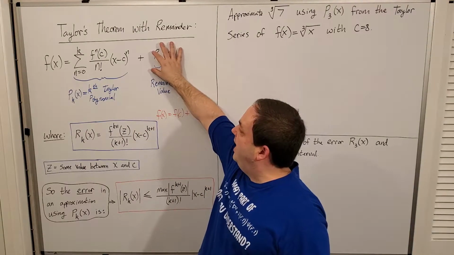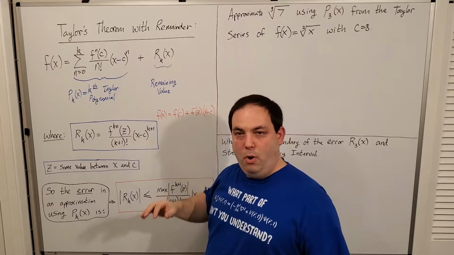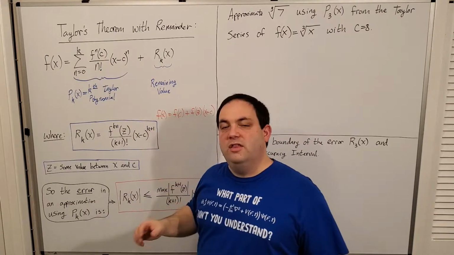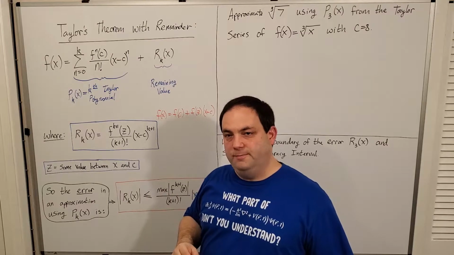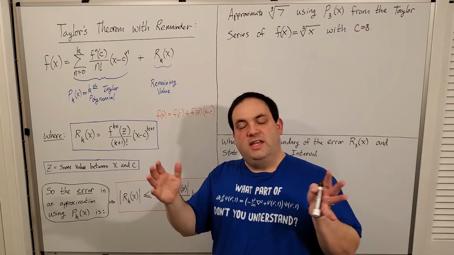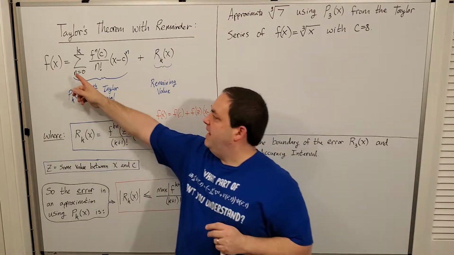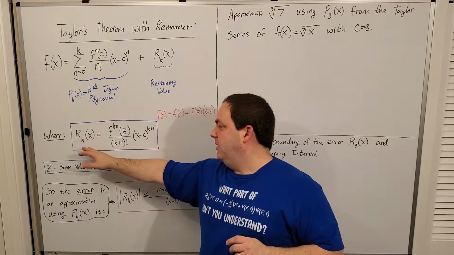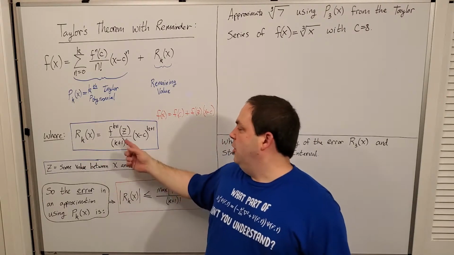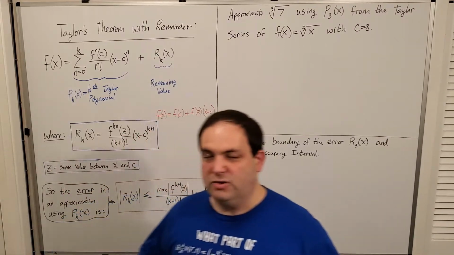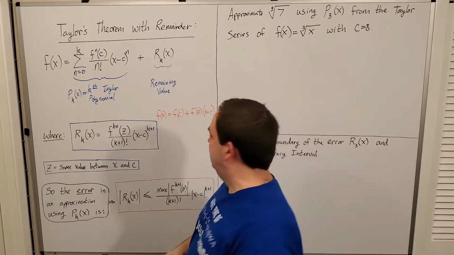So I don't actually have a series for this remainder part. I'm not adding more things that are plugging in the c into your derivative. I have one term here that sort of fills in the rest of the gap to make this equals, not approximate. Now the thing about this remainder is you have to know what that z value is, and a lot of times it would be extremely difficult to find that z value.